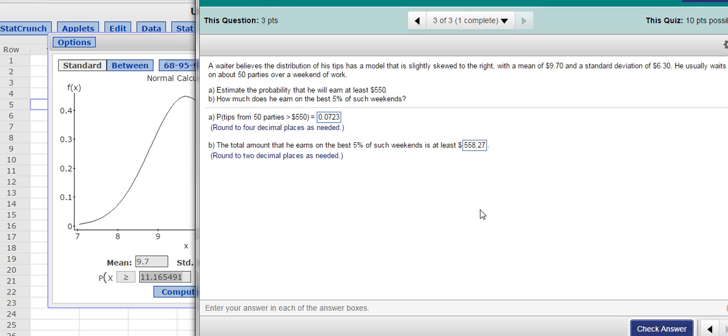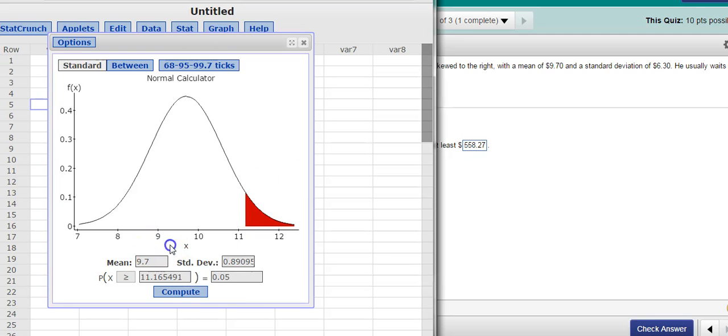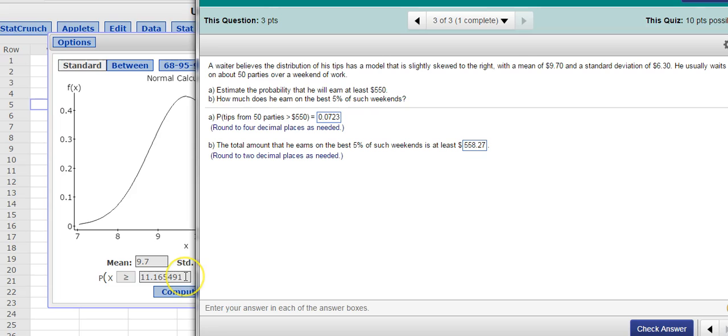So this is how you solve this problem for the sampling distribution for the mean. This problem is kind of hard, especially the second one. When we're using the model, we get the highest 5% for one party, but we have 50. That's why we multiply this number by 50. Okay, so I hope you learned something from this video.